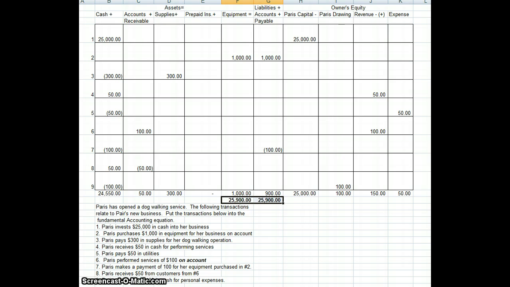Sometimes when you do your transactions, you'll find that you're in balance, but you've still made a mistake. So it's not true that it's perfect if you're in balance. But if you're not in balance, you know that you've definitely made a mistake, and you want to go back through your transactions and make sure that everything is where you want it to be, that you didn't make any transpositions.